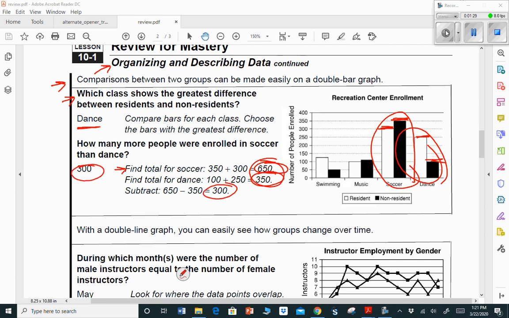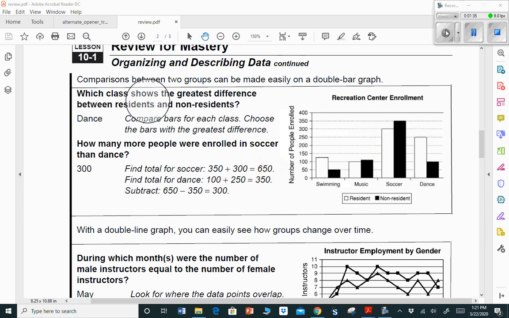Now, of course, you have to know how to read the double bar graph, but if you made it to algebra, I'm pretty sure you already know how to do that. Just look at the key. Resident, that's the white bar. Non-resident, that's the dark bar.